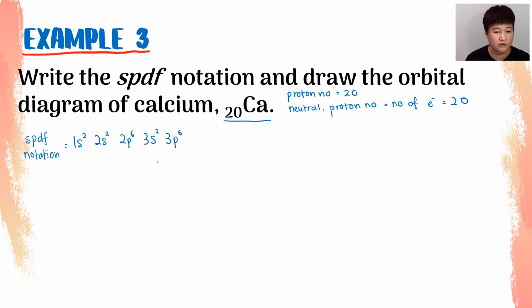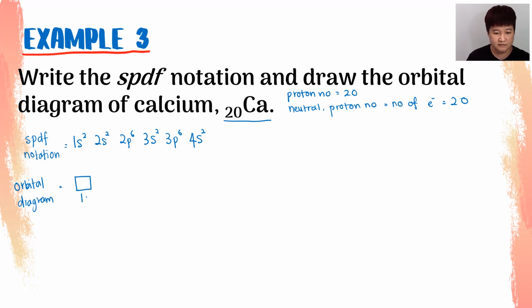After 3p, what do we fill in first before 3d? We must fill in the 4s first. So you can see the 20 electrons will be arranged in 1s2, 2s2, 2p6, 3s2, 3p6, 4s2, 20 electrons. And the orbital diagram will be something like this.